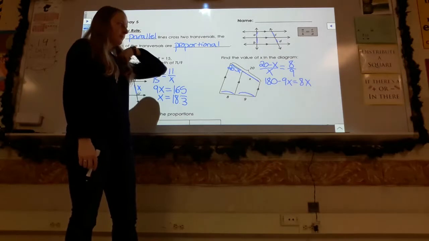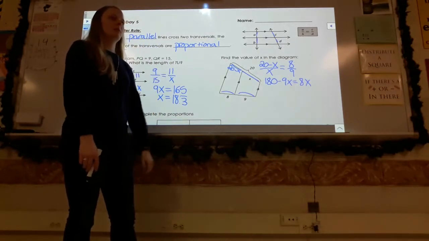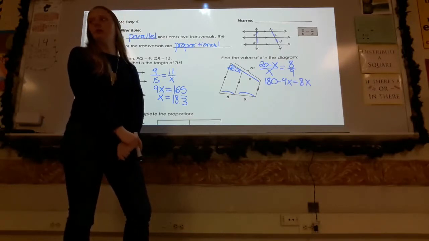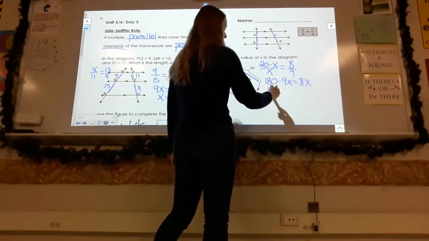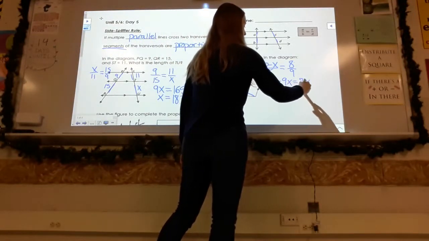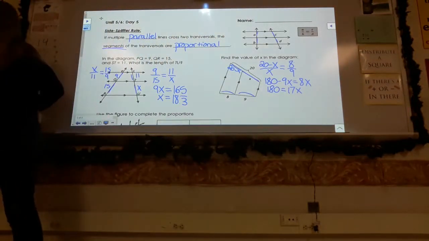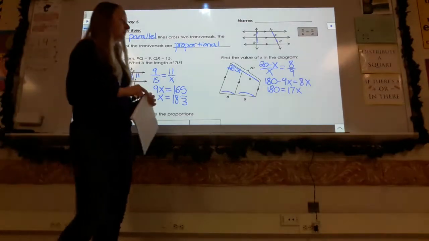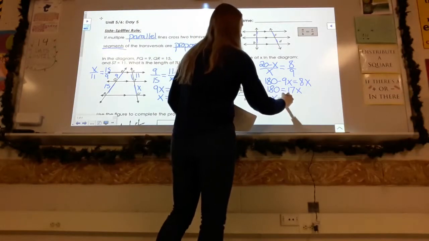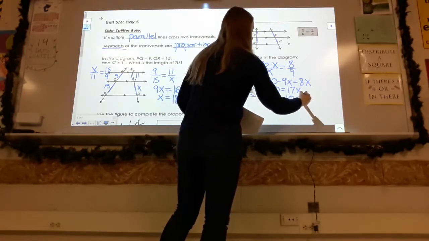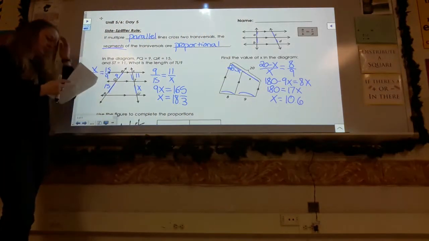Then what would you guys do from here? You would do 8 plus 9. Okay, so you would move things so that the x's are together, right? And then what? Divide by 17. That gives 10.5882335. So let's round to 10.6. Okay? 10.6.